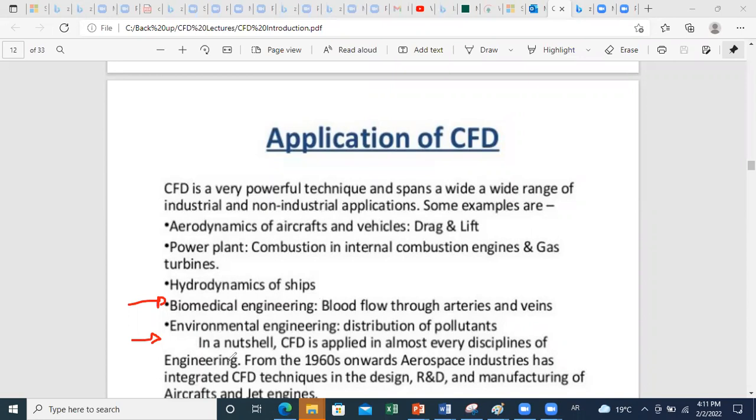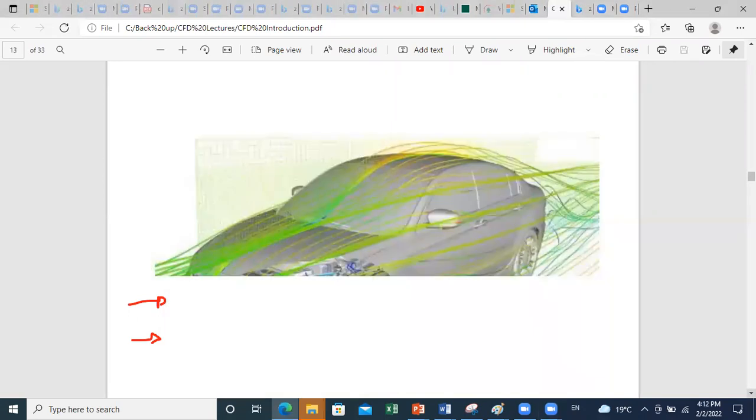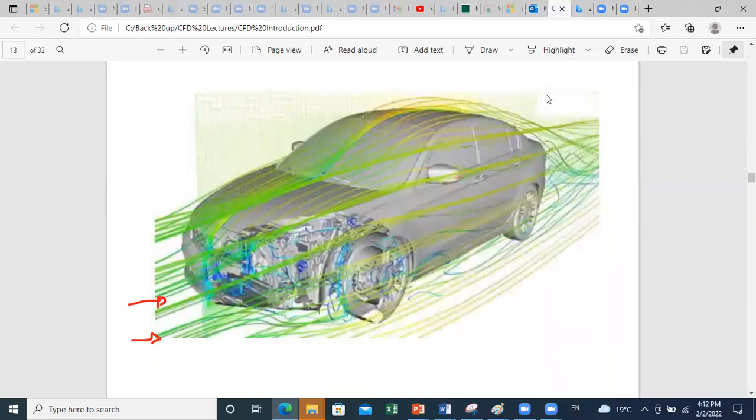In a nutshell, CFD was applied in almost every discipline of engineering. It was used for aerospace industries and also in manufacturing of aircraft and jet engines. And it is a very helpful tool in the design process. Here we can see several examples.